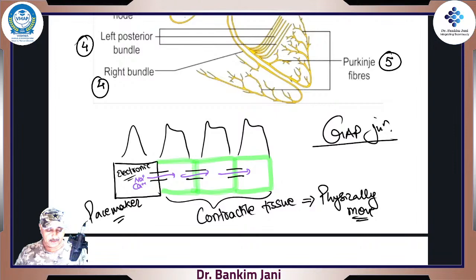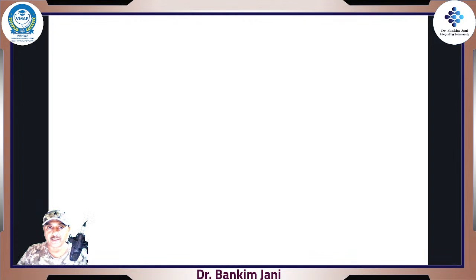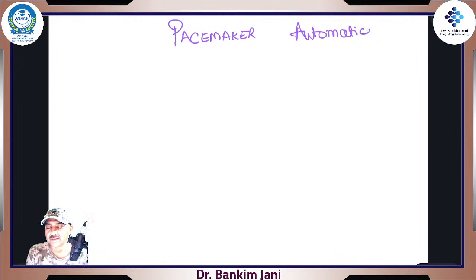Achha. So let's start with the first one. First, we'll be talking about the pacemaker, right? And in the pacemaker, you know there is one classical word: automaticity. Automaticity is that nothing is needed, no motivation is needed, and they will keep on sending the pulse by themselves. So that is automaticity.